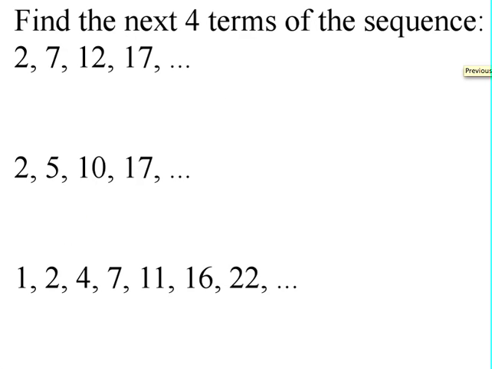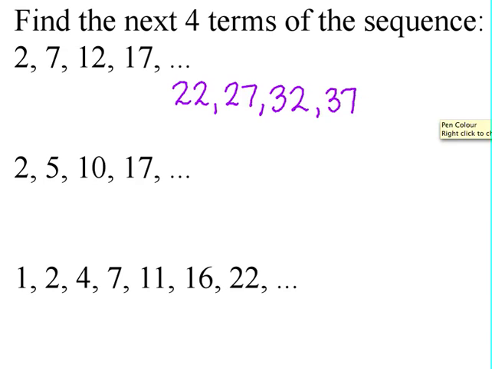It says find the next 4 terms of the sequence. And you probably did this when you were littler, especially in elementary school. They would give you a list of things and you would have to fill in the blanks. So if I have the numbers 2, 7, 12, 17, what would be the next 4 numbers? 22, 27, 32, 37. Now this is actually known as an arithmetic sequence. Okay, let's look at the next one.